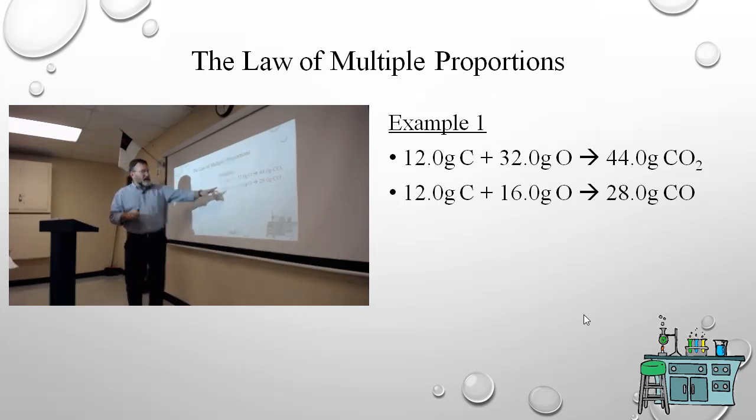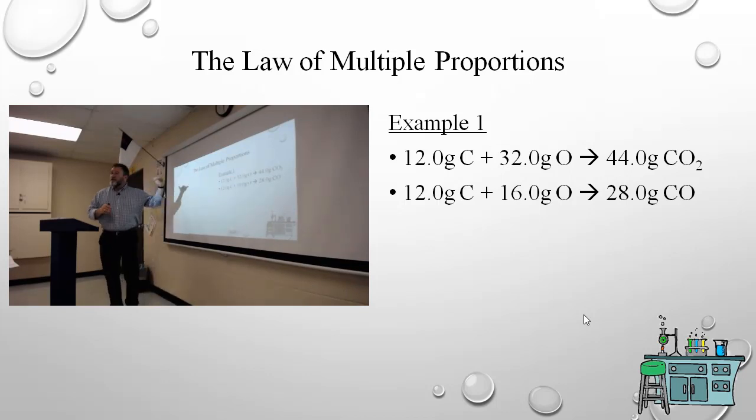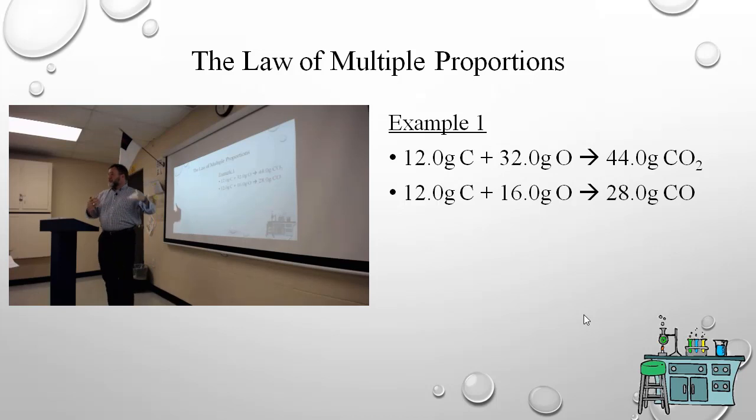Okay. Notice the difference here. 12 grams of carbon and 16 grams of oxygen produce 28 grams of carbon monoxide. Both of them conform to the law of mass conservation. 12.0, 32.0, 44.0, cool. 12, 16, 28, cool. They're both legitimate under the law of mass conservation. But notice that the amounts are different, but the products are different too. What do we produce? Something different. How much does it take? It takes something different.